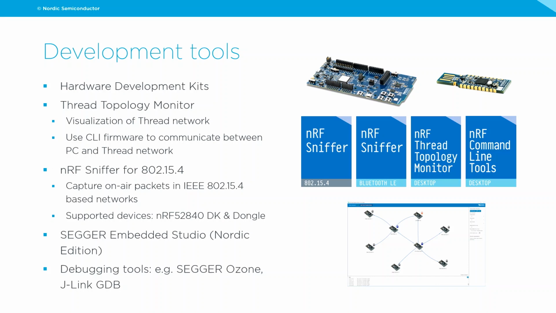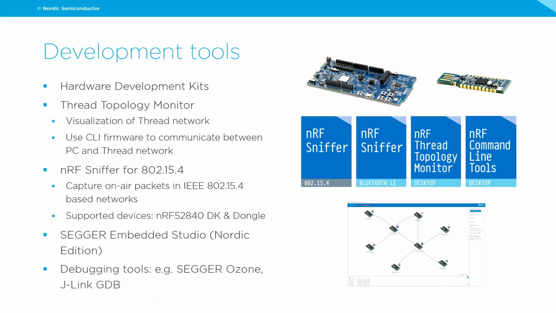The Thread Topology Monitor can be used to visualize a Thread network, and this is using a CLI firmware to communicate between the application and the Thread network. The sniffer is very useful for looking at the on-air packets and debugging applications to see what's going on over the air. If you are doing a multi-protocol solution with Bluetooth Low Energy, we also recommend the nRF Sniffer for Bluetooth Low Energy.